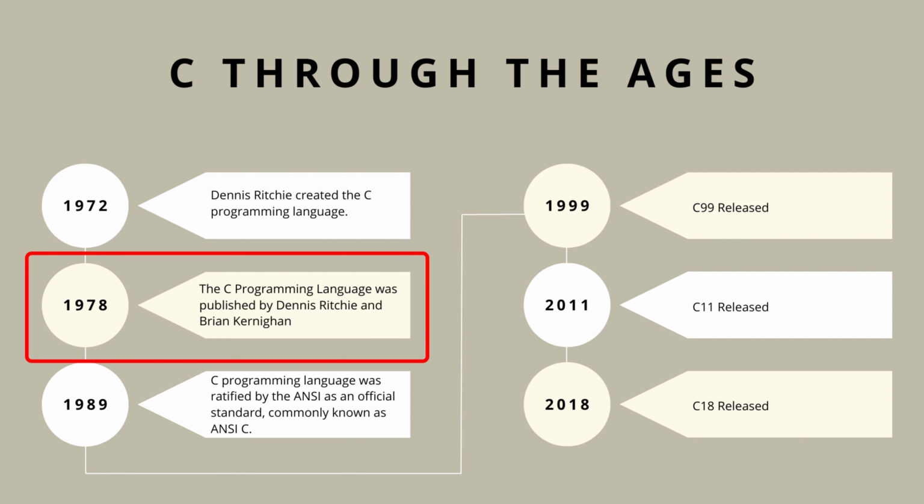In 1978, two programmers, Dennis Ritchie and Brian Kernighan, wrote a book called The C Programming Language. This book became a classic in the programming world and is still used by programmers today. One of the most famous things about this book is that it includes the very first Hello World program. This program is a simple way to introduce a new programming language, and it's often one of the first programs that a new programmer will write.